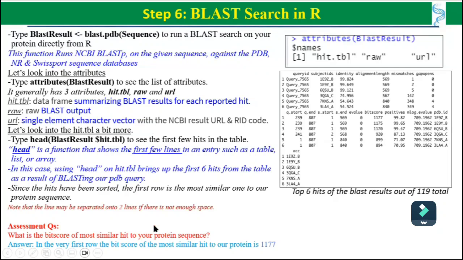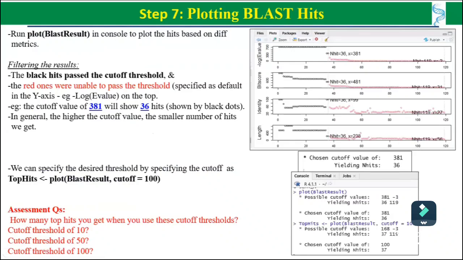So now, what is the bit score of the most similar hit to your protein sequence? In order to make sure students actually are doing this step, I ask them, once you've done this step, to look at the bit score. Where is the bit score? Here. So for me, my bit score is 1177, right? So I ask them to find out the highest bit score that you find with your protein of interest, right?